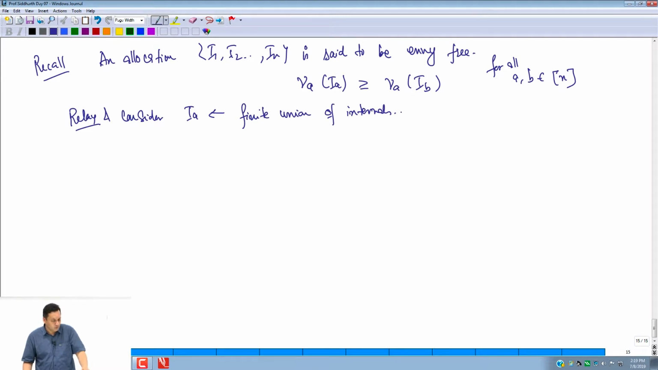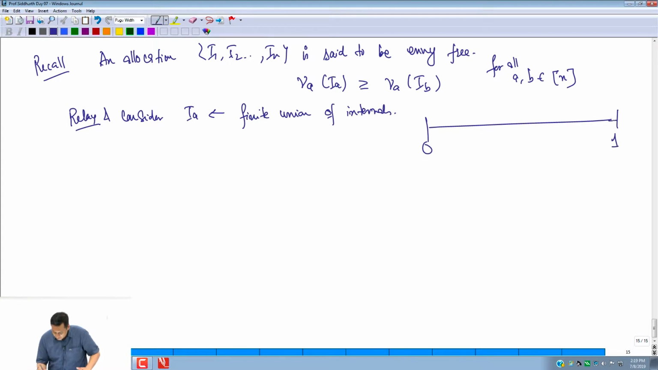I'll formally state what this means soon. So towards that end, let's relax it and consider a setup where I actually allow you to assign each agent a bunch of intervals, but a finite union of them. So what do I mean? I mean that, let's say I have the cake [0, 1]. So now agent A can get this piece, this interval, and a third interval here.